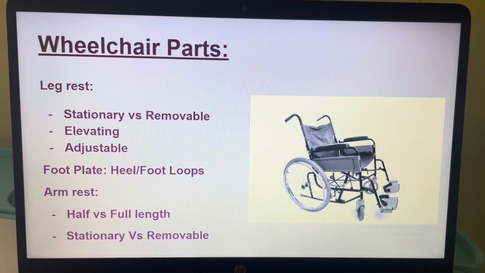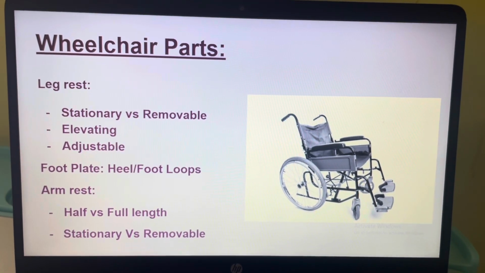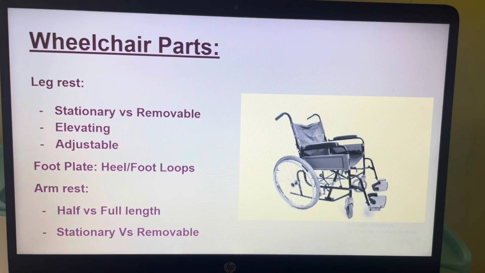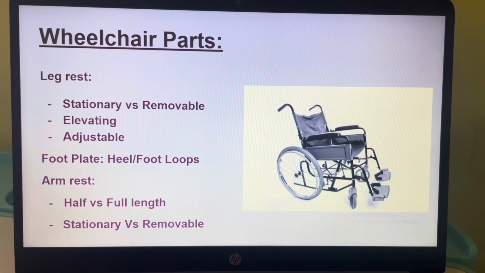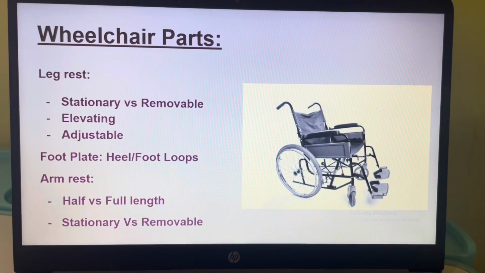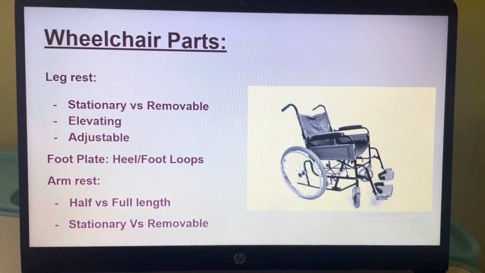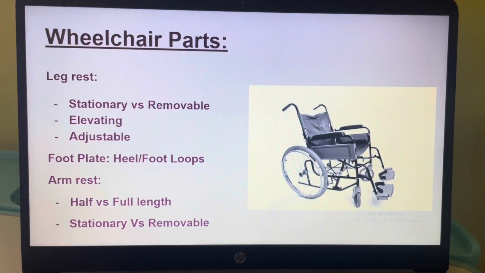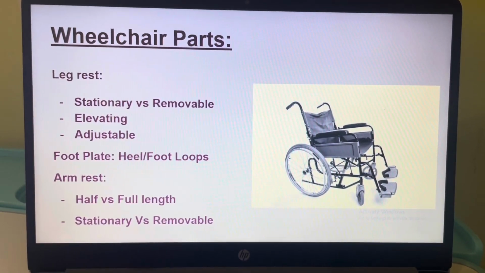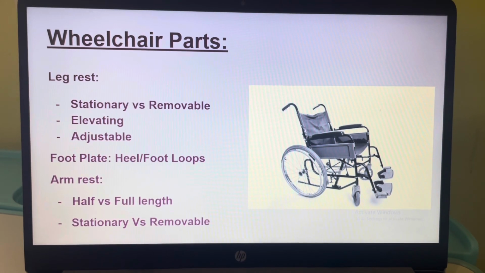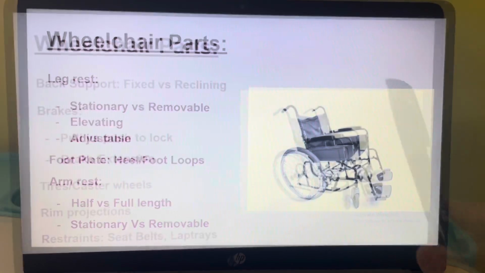The half-length armrest helps to accommodate the dimensions of the table for meals or recreational activities if needed. The armrest could be stationary or removable. The removable armrests are usually recommended for ease with transfers, mainly stand pivot transfers from one surface to another, such as wheelchair to the toilet, wheelchair to the commode, or when using a sliding board for transfers.